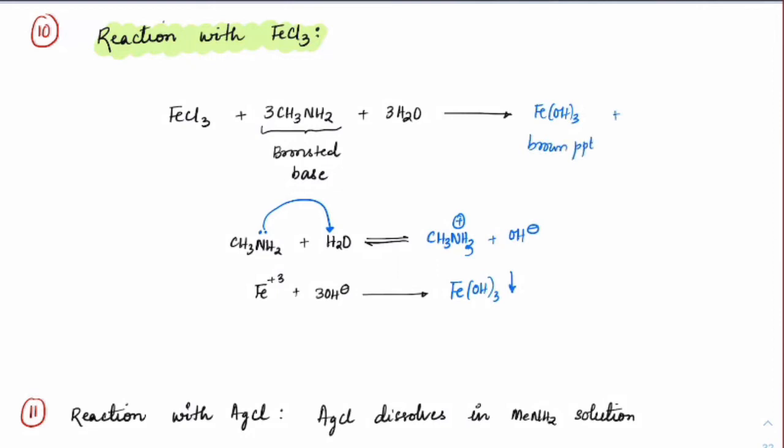Along with that, we would have 3 moles of CH3NH3+ and 3 moles of Cl-. Okay, basically like a salt form here. So this is the reaction which happens with FeCl3.